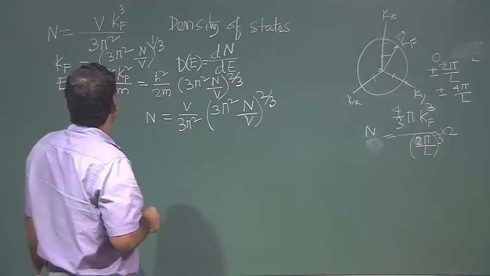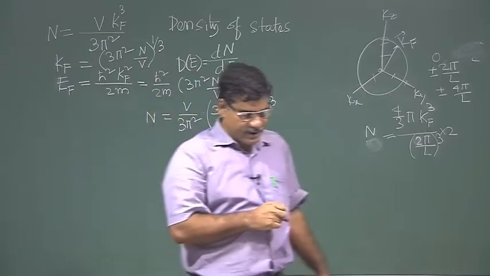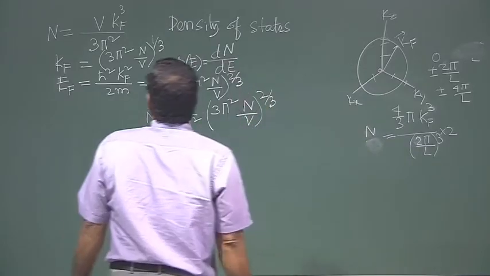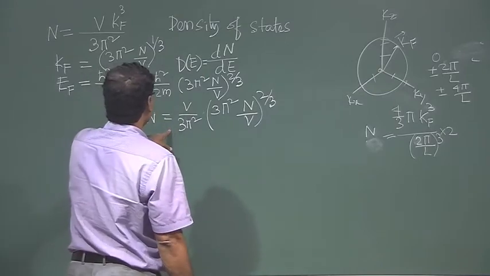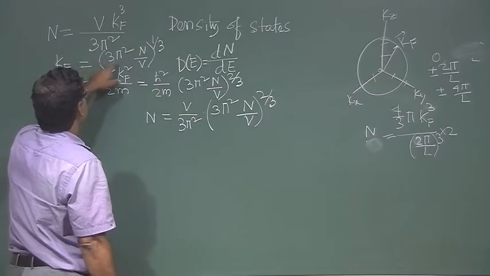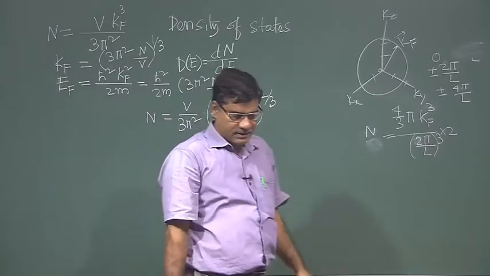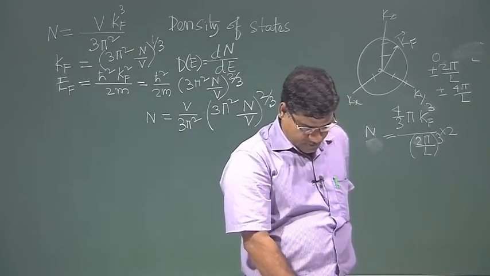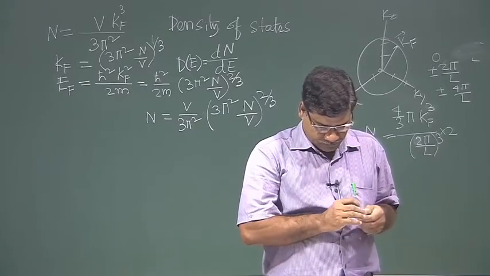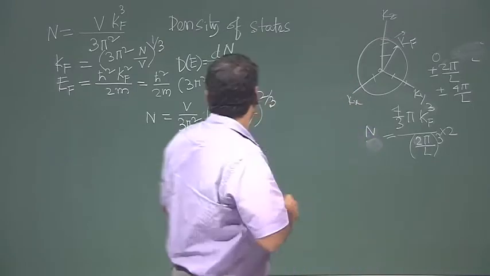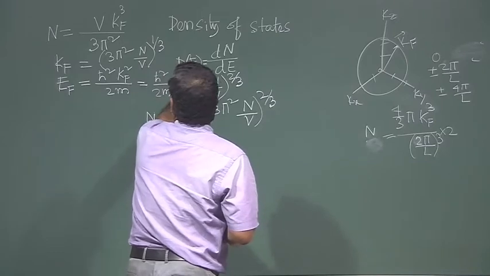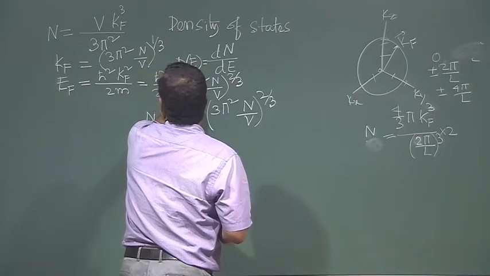So, v by 3 pi square, yes, but I am missing one part, that should be 3 pi square n by v, 1/3, that is correct, and that h cross square 2m, that is also correct, E also correct, and kf is this. So, in that way this is also correct, fine.